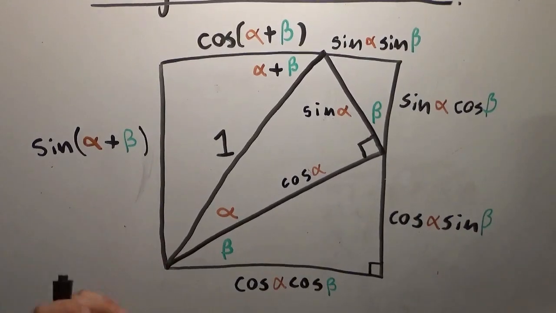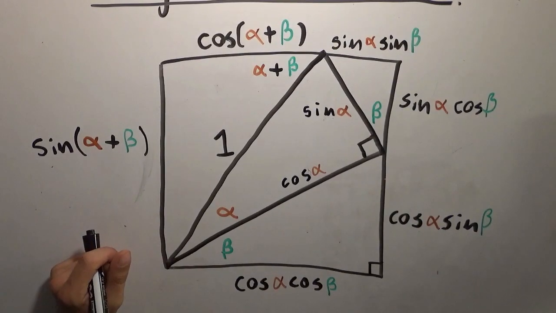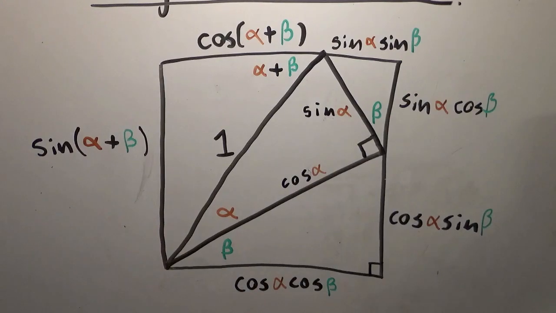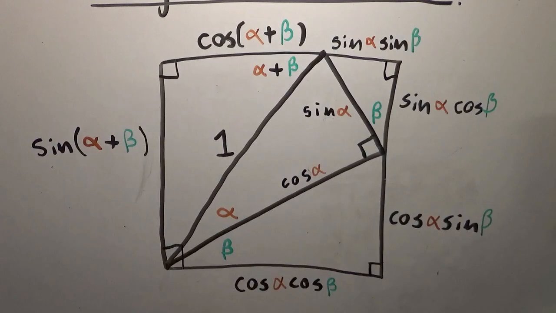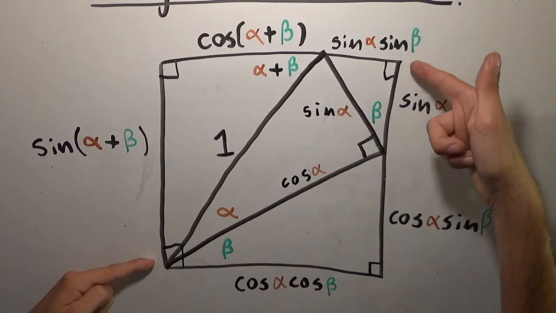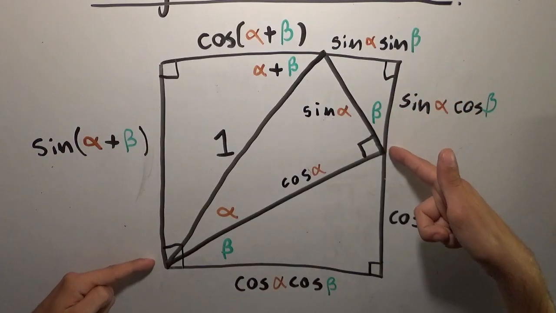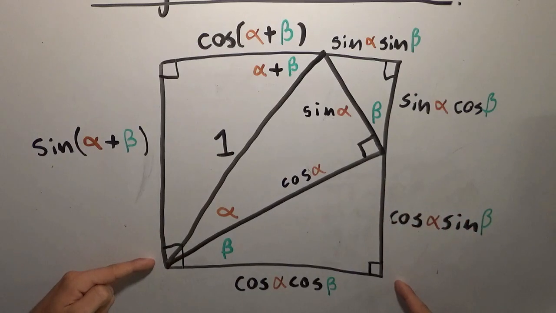This is a 4-sided shape with 90-degree angles and opposite congruent sides. How about that? I'll just be very wordy about it. Which means all of these are right angles, right? And opposite sides are parallel and congruent. So that's the important thing. Opposite sides are congruent. Which means that the sine of alpha plus beta is equal to the sine of alpha times the cosine of beta plus the cosine of alpha times the sine of beta. And that's proof number 1 done, right?